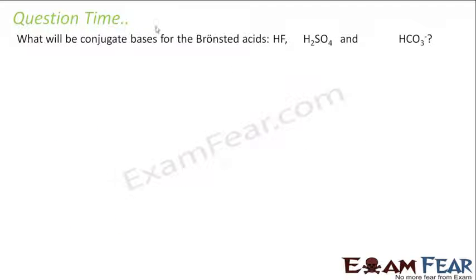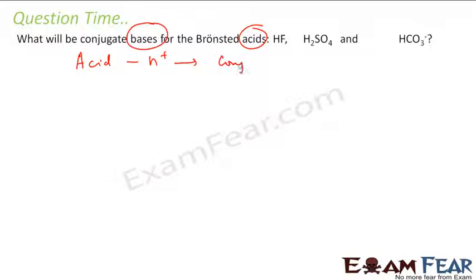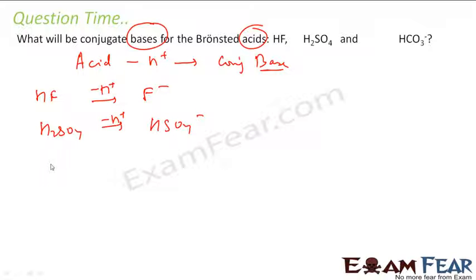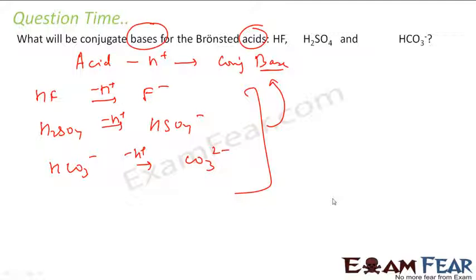So the question says we have to find the conjugate base for these acids. To find the conjugate base for an acid, what to do? You take the acid, subtract an H plus ion, you get the conjugate base. Correct? That's what we discussed. So you have HF, you subtract H plus ion, you get F minus. You have H2SO4, you subtract H plus, you get HSO4 minus. You have HCO3 minus, you subtract H plus, you get CO3 2 minus. These are my conjugate bases. Easy one.